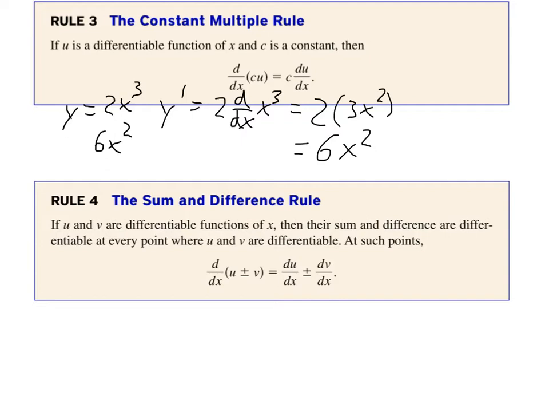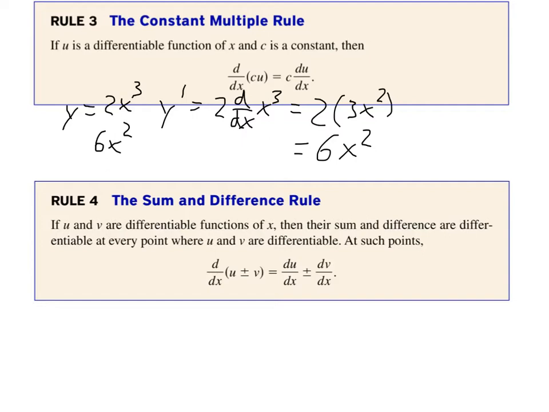Then we don't have to worry about those things like e and pi. The next rule is the sum and difference rule. If you have a function u and you have a function v, and both are differentiable functions, you can take the derivative separately and then add them, or take the derivative separately and subtract them.